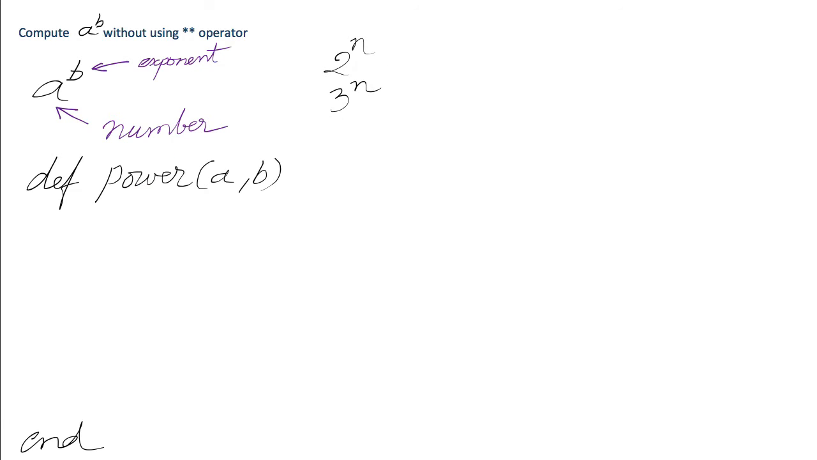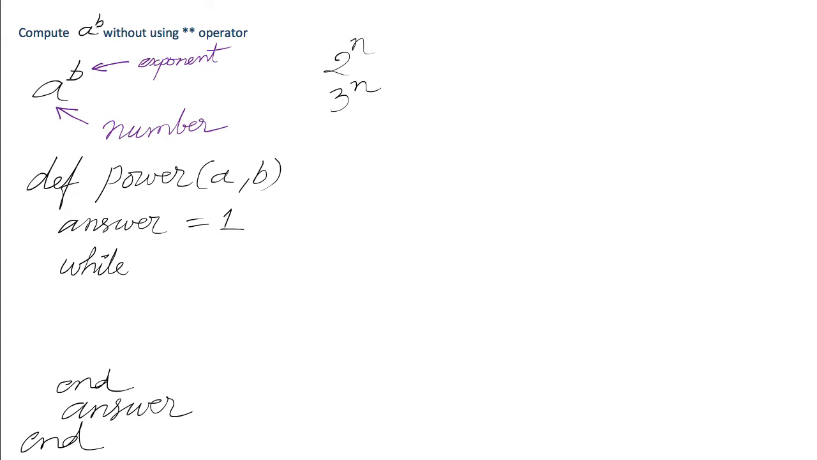Let's look at the iterative solution. The power method takes two parameters, a, b, for the number and exponent. The return value will be an integer, so we will return the answer variable. Before we can enter the loop, we need to initialize the result variable answer to 1, because we will be multiplying values to accumulate the final value.